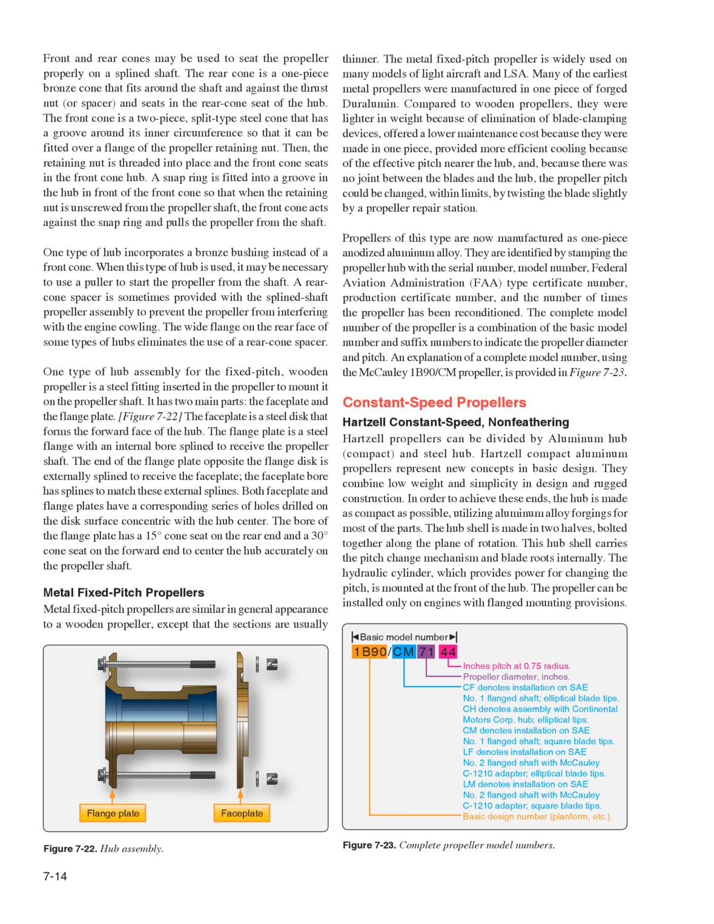Metal fixed pitch propellers. Metal fixed pitch propellers are similar in general appearance to a wooden propeller, except that the sections are usually thinner. The metal fixed pitch propeller is widely used on many models of light aircraft and LSA.